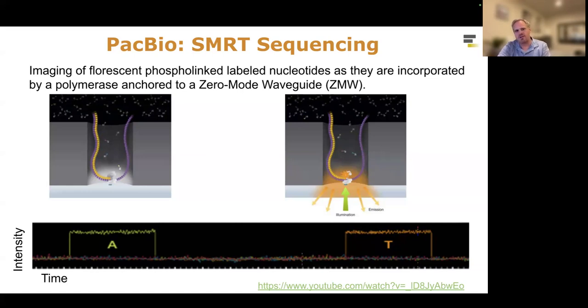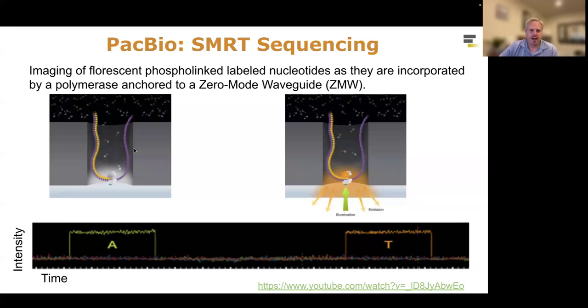Those little holes are called zero-mode waveguides. What's really special about those zero-mode waveguides is they're big enough that molecules of DNA can go in. The holes are big enough that individual nucleotides can go in. Even entire polymerase protein complexes can go in. But the hole, nevertheless, is smaller than the wavelength of light, so that when you shine a laser on the surface, only the very bottom of the zero-mode waveguide will be illuminated by the laser light energy penetrating in here.